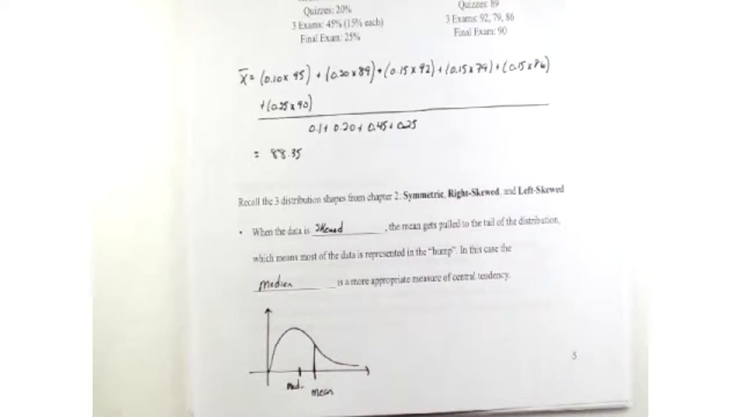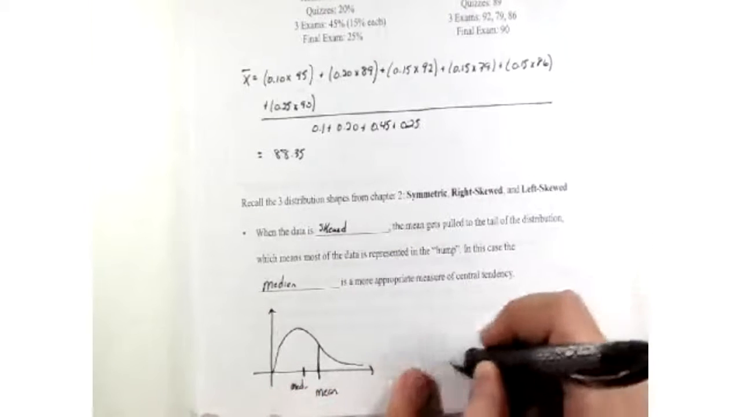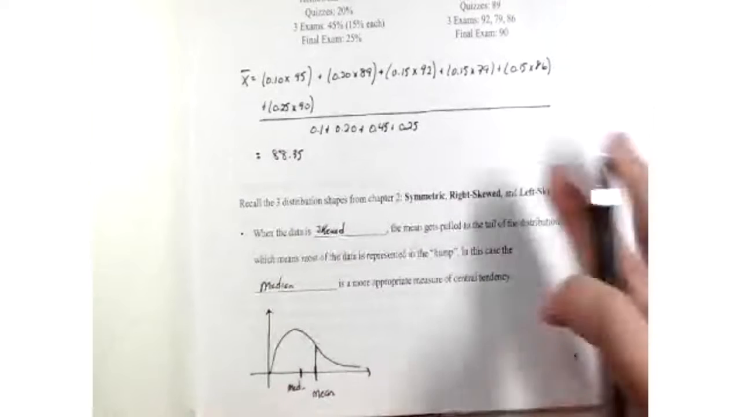Does that make sense? Okay. Similarly, for the left skewed one, the mean gets pulled more this way, and the median will be up at the top. And again, it is a better measure of the center. That kind of makes it a little bit easier. Oh, I literally had graphs on the next page, so I'll just show you anyway.